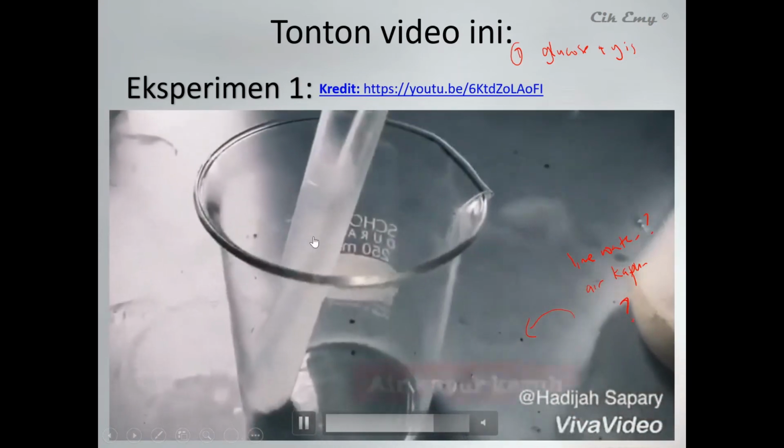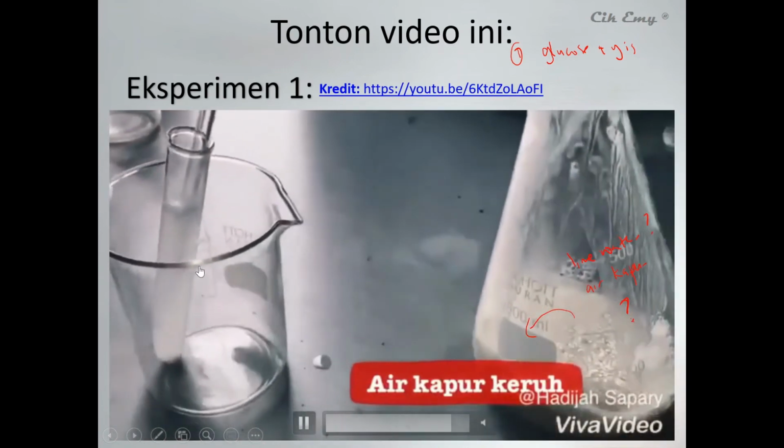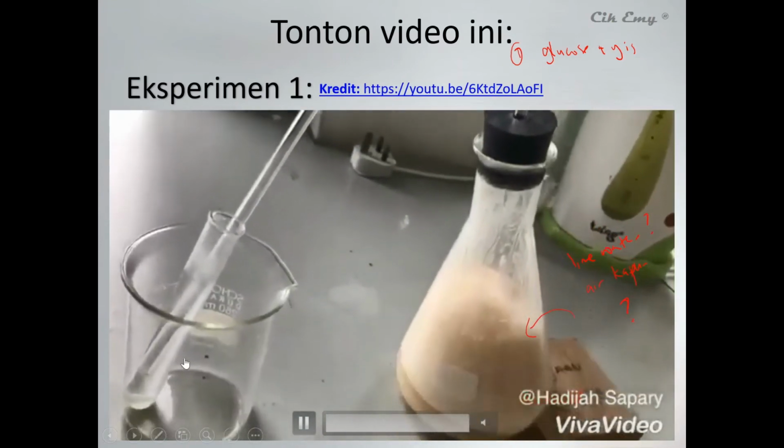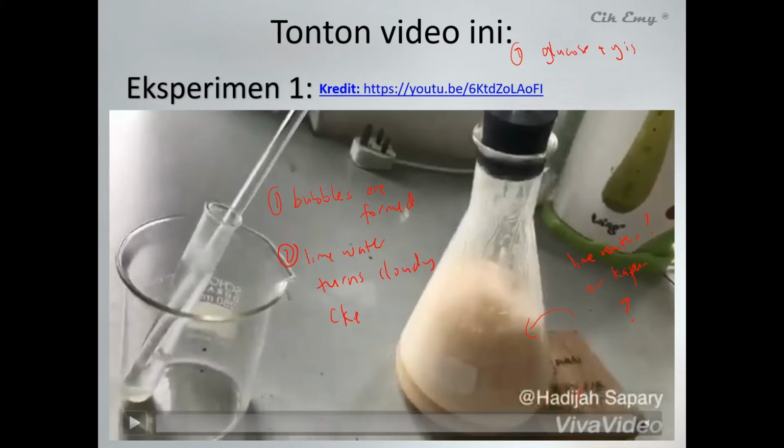So awak nampak kat situ ada bubbles are formed. So this is the process of fermentation lah. Effect of fermentation, kita ada carbon dioxide here, and then yang pertama awak nampak buih-buih terhasilkan. Okay, yang kedua, after few hours you will see that the lime water turns cloudy. So lama-lama dia jadi keruh.